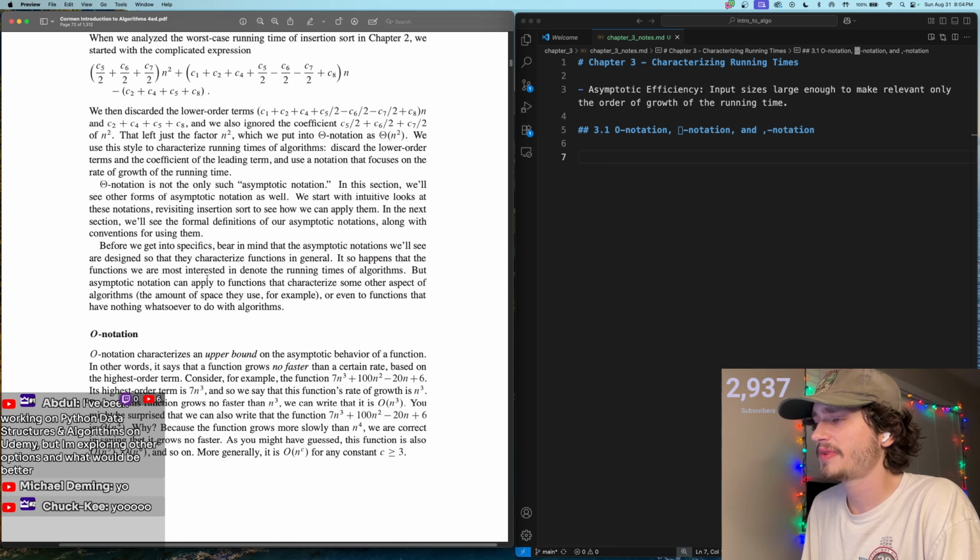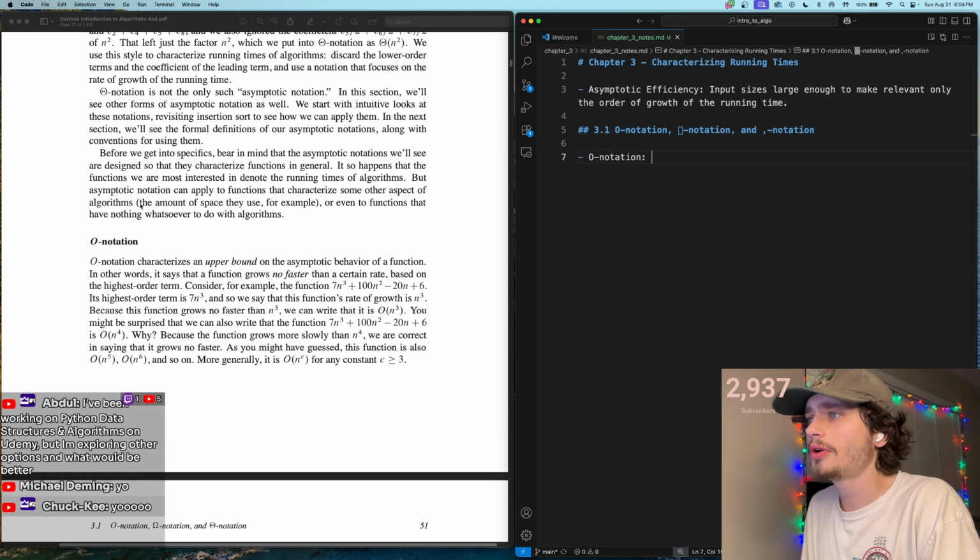Before we get into specifics, bear in mind that the asymptotic notations we'll see are designed so that they characterize functions in general. It so happens that the functions we are most interested in denote the running times of algorithms, but asymptotic notation can apply to functions that characterize some other aspect of algorithms, the amount of space they use, for example, or even to functions that have nothing whatsoever to do with algorithms.